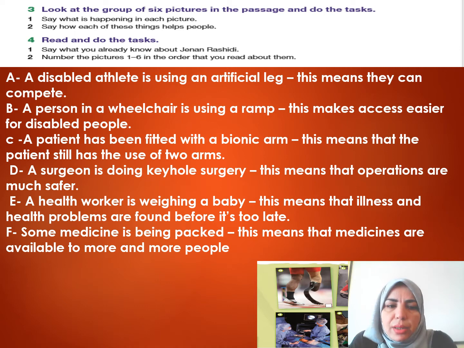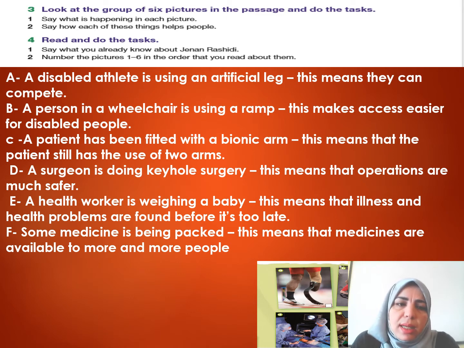D, a surgeon is doing keyhole surgery. This means that operations are much safer. E, a health worker is weighing a baby. This means that illness and health problems are found before it's too late. F, some medicine is being bagged. This means that medicine is available to more and more people.